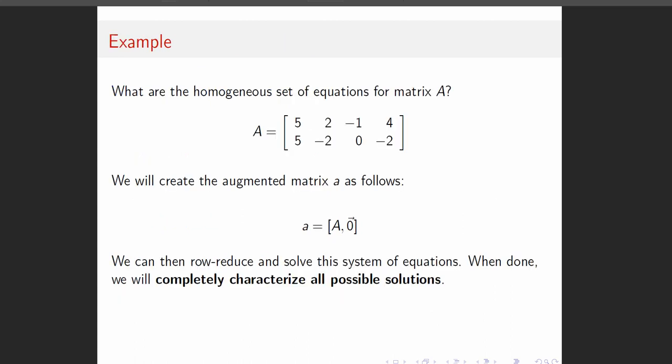Okay, so we're going to start with this matrix, and this is the one that's in the notes. The top row 5, 2, -1, and 4. The second row 5, -2, 0, and -2. And we're going to create the augmented matrix and we're going to solve it.